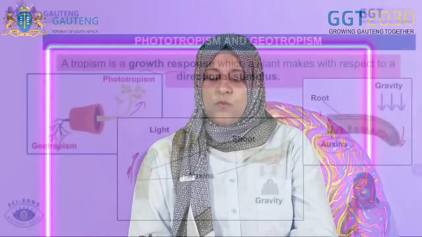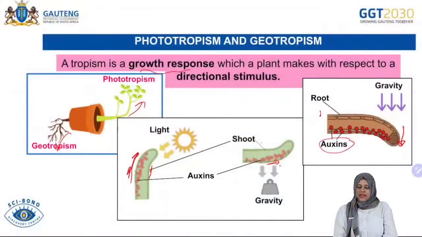We're now moving on to phototropism and geotropism. Remember, we spoke about the plant hormones, auxins. Now, phototropism is when the plant grows towards the light, and geotropism is it's growing downwards towards gravity.